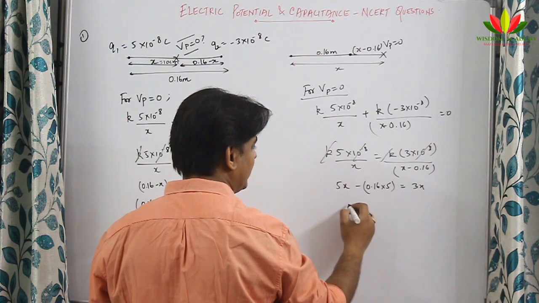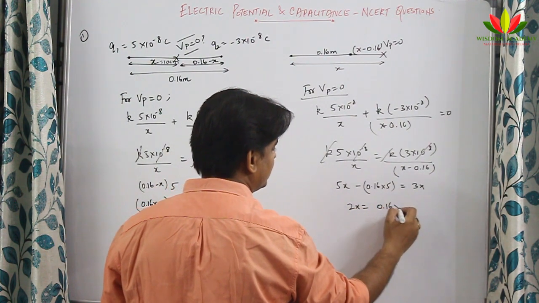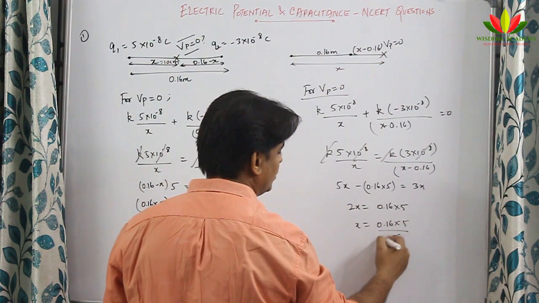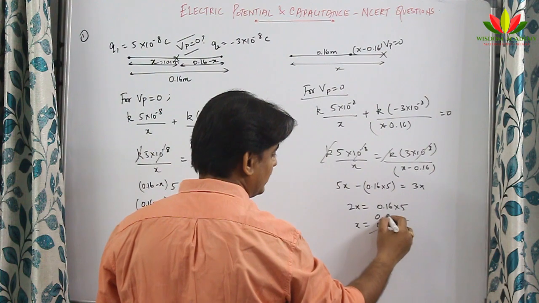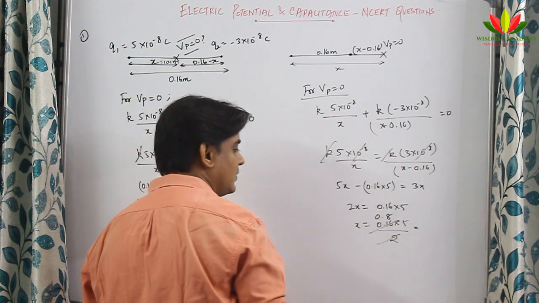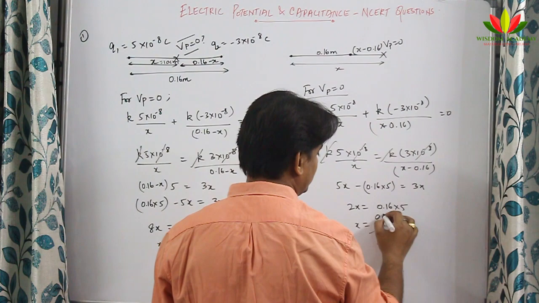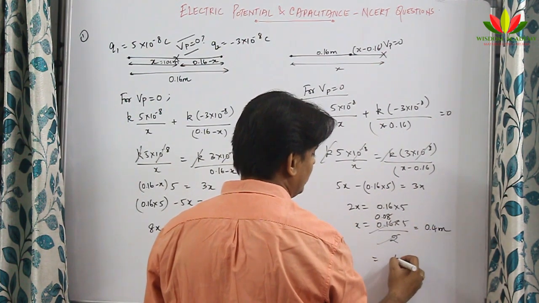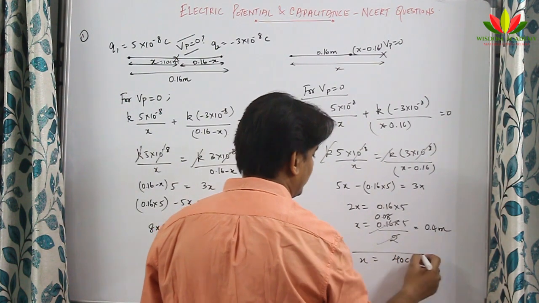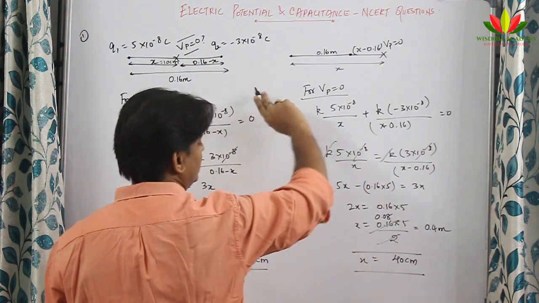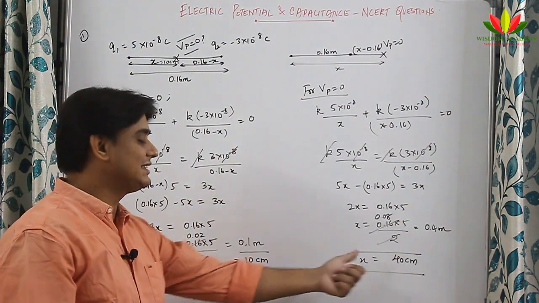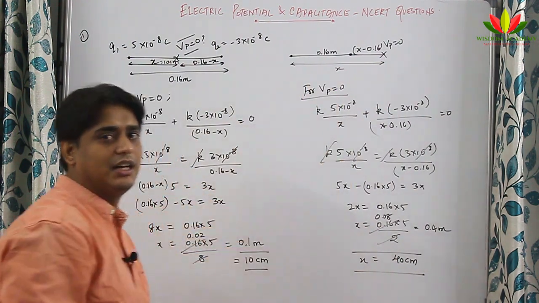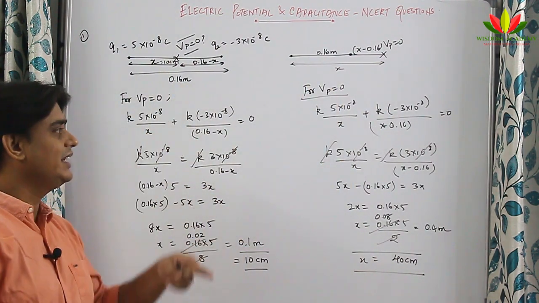This comes this side, so it becomes 2x is equal to 0.16 into 5 and x will be equal to 0.16 into 5 by 2. So that is 0.4 meter, and that is equal to 40 centimeter. So what we came to know, from the left charge it is 40 centimeters away. So both these answers are correct. This answer is for the point if it is taken away from the arrangement, and this is the point if it is taken between the arrangement.